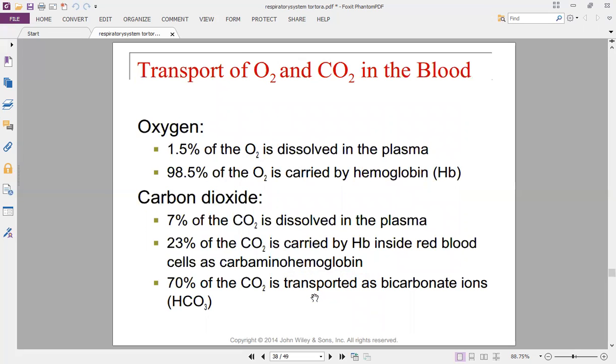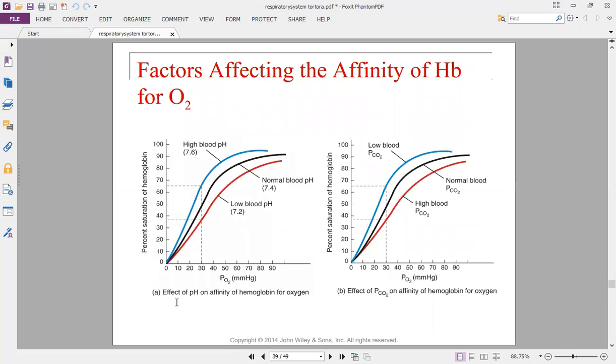The transport of oxygen basically is 1.5% dissolved in plasma, and about 98.5% carried in hemoglobin. When we come to carbon dioxide, the blood is playing a very important role in carbon dioxide transport as well. 7% is dissolved in plasma, and 23% is carried inside hemoglobin in red blood cells as carbaminohemoglobin, where carbon dioxide binds to the amine group of hemoglobin. That's why we call it carbaminohemoglobin. And 70% of CO2 is transported as bicarbonate ions.